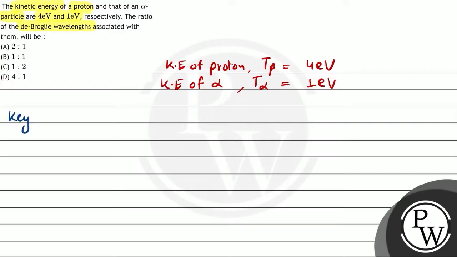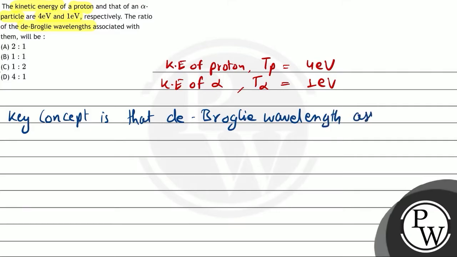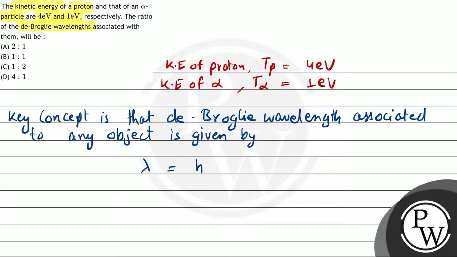So the concept here is that de Broglie wavelength associated to any object is given by lambda is equal to h over p, where p is the momentum of the object. Okay, so we have the relation for the de Broglie wavelength. So to find the wavelength, we need to know the momentum.